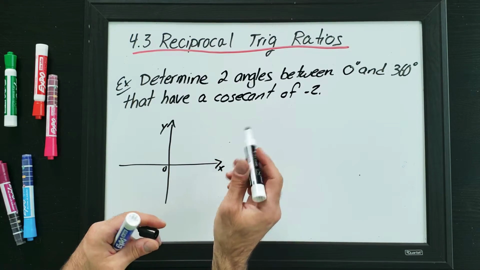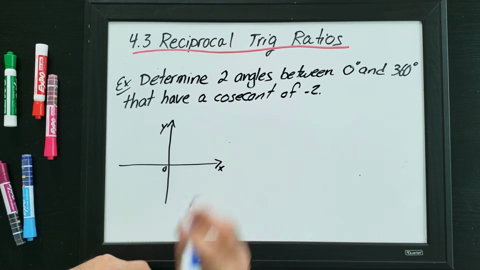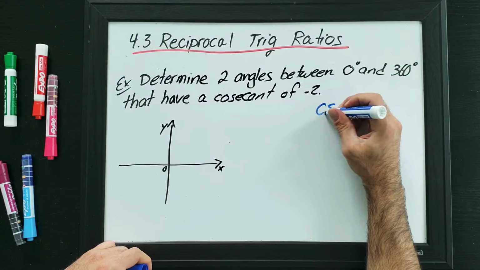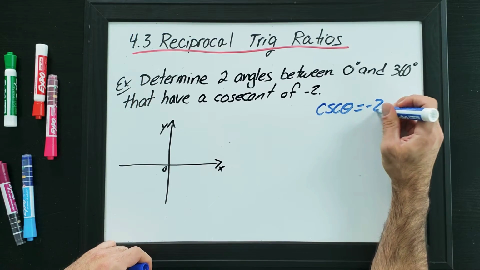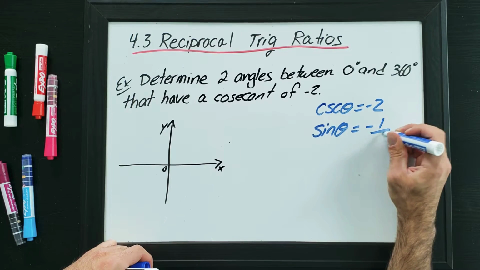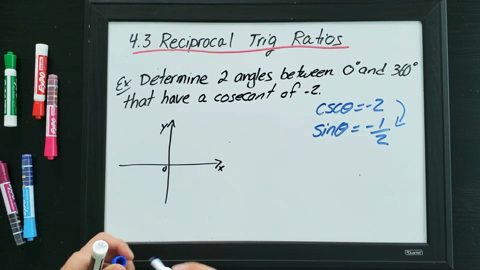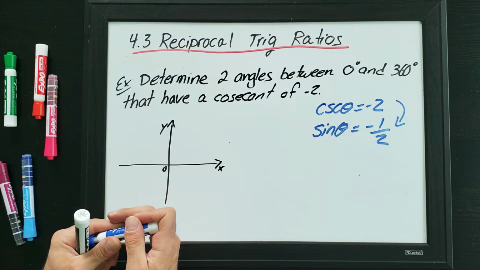Okay, so cosecant of 2. So what's that mean? Well, I don't want cosecant, right? I want sine. So if I know that the cosecant of theta equals negative 2, I really care about that sine is negative 1 over 2. So this right here is 4.3. Okay, from here on, it's pretty much 4.2.